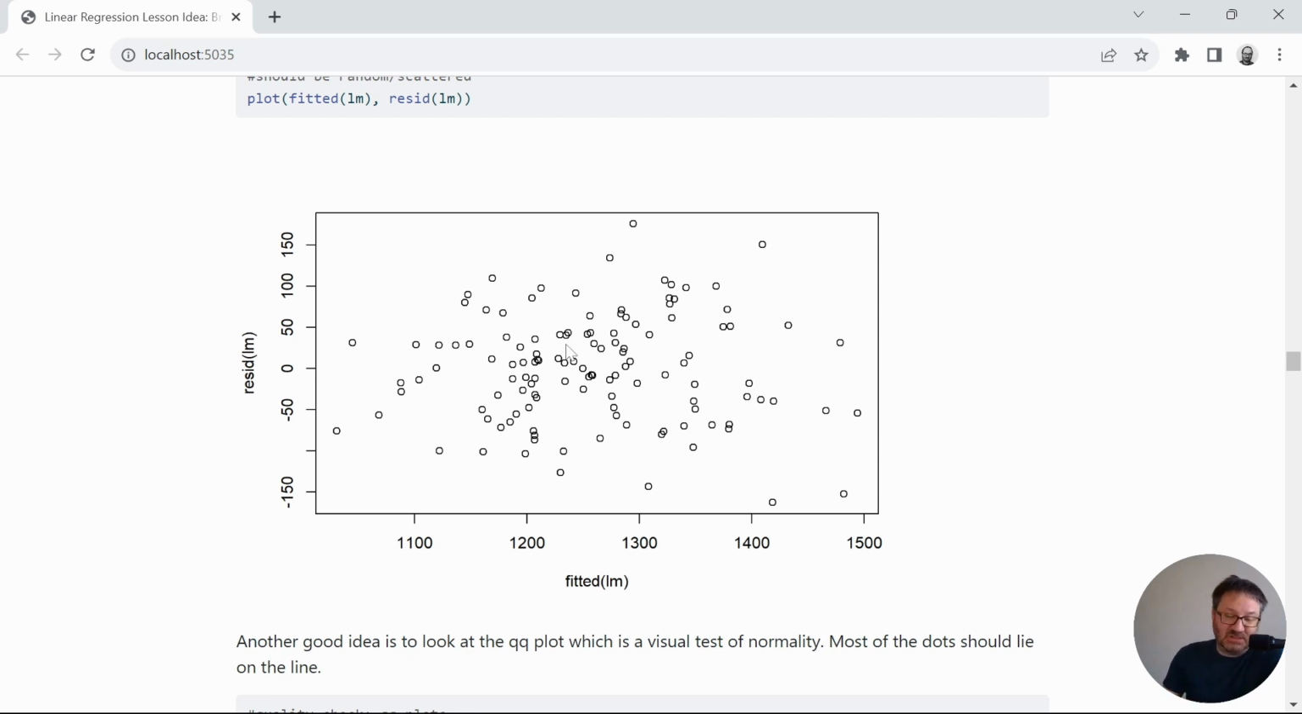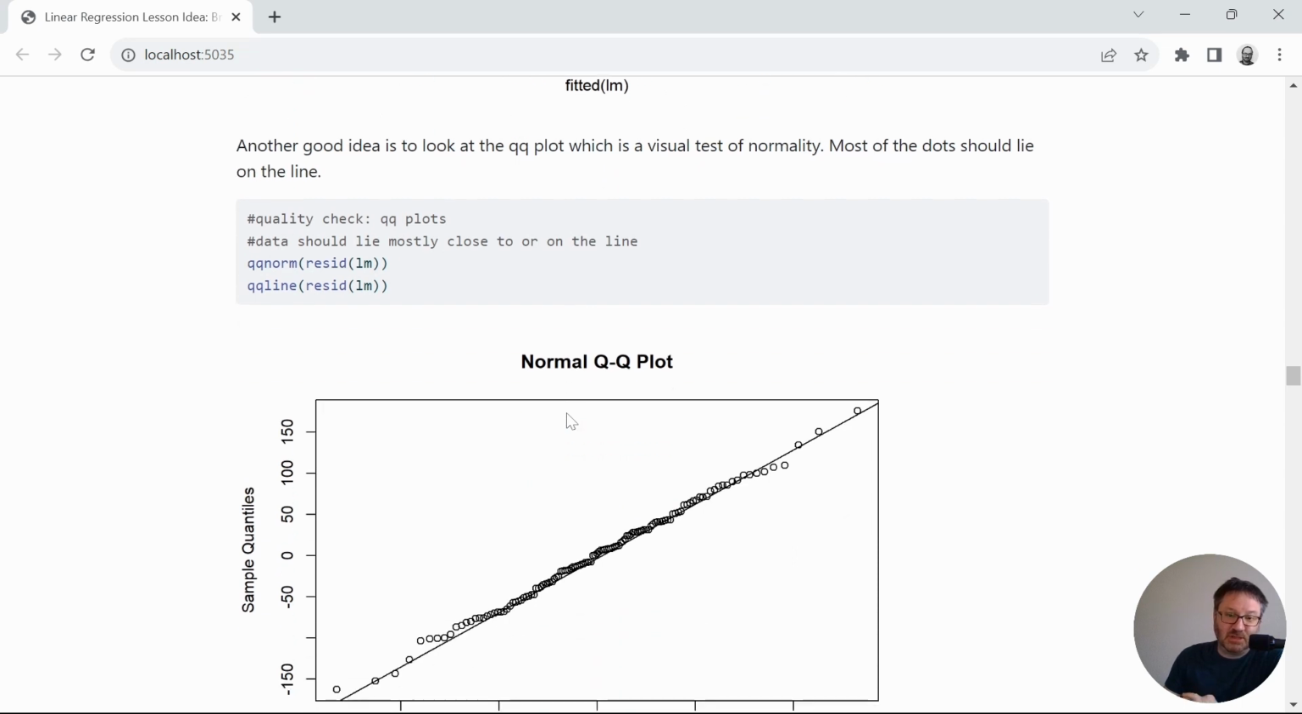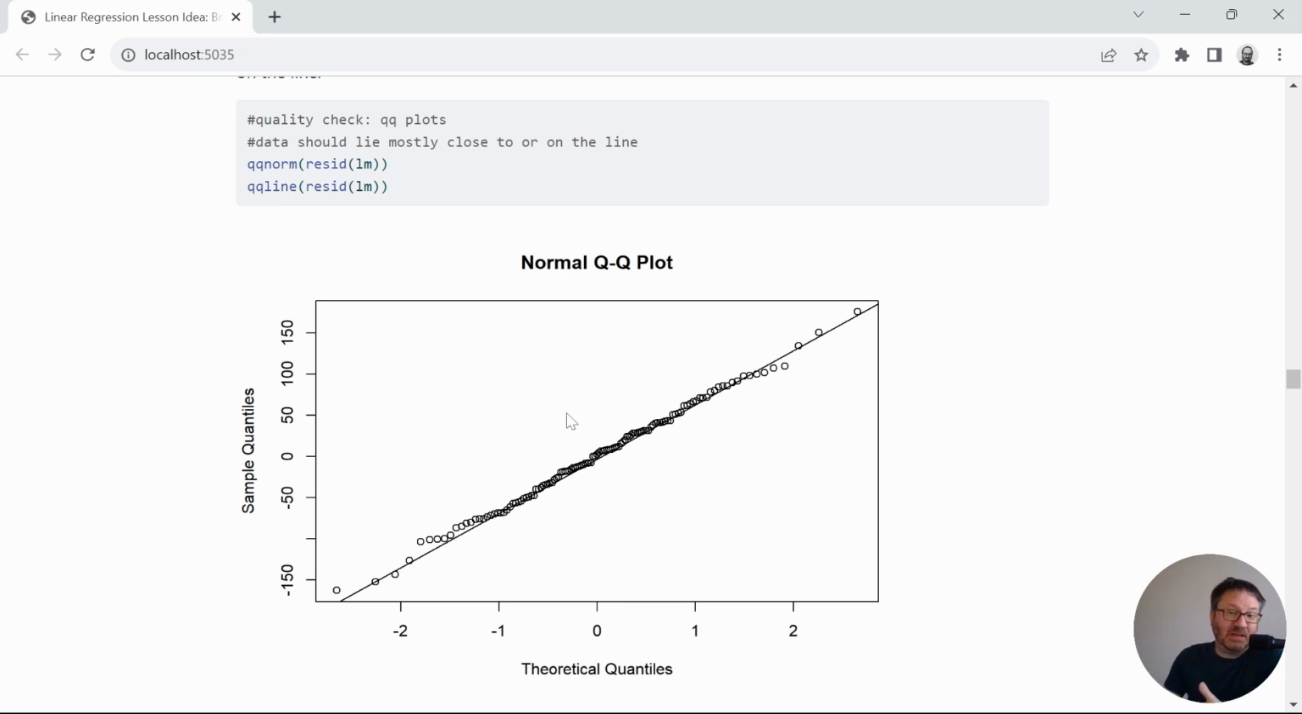And we see that, so that's a good sign. And then another thing you can do is look at what's called a QQ plot, and that's sort of a visual test of normality. So again, we did a test previously to look at normality, but once you have your model, you can do this as a visual check.